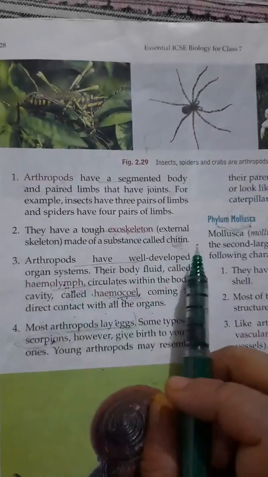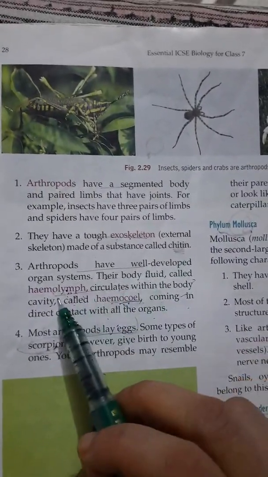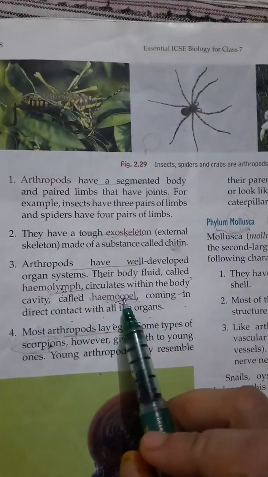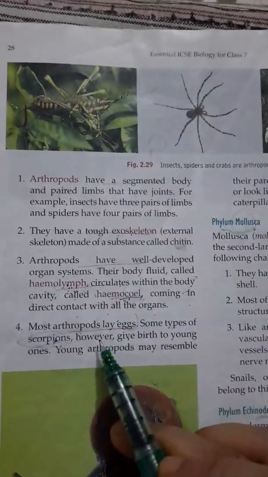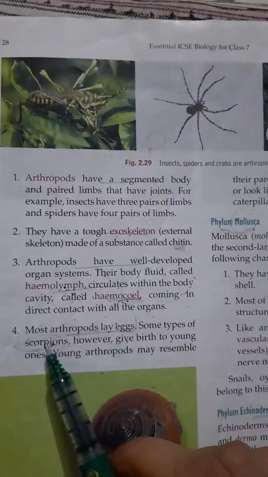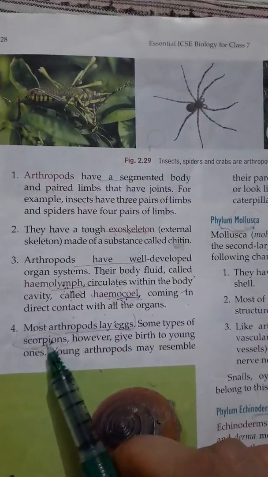Arthropods have a well-developed organ system. Their body fluid is called hemolymph, which circulates inside the hemocoel. Most arthropods lay eggs. Scorpions beta give birth to the young ones. So you can write most of the arthropods lay eggs.